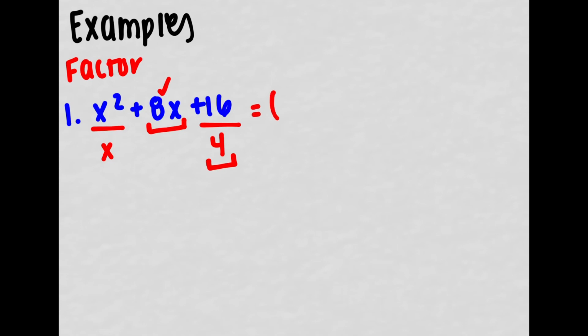So these ones, your parentheses look exactly the same. I take my a term, which is x, and put it in the front, my b term in the back, and both of them have the same sign as that middle number, so I put plus signs.